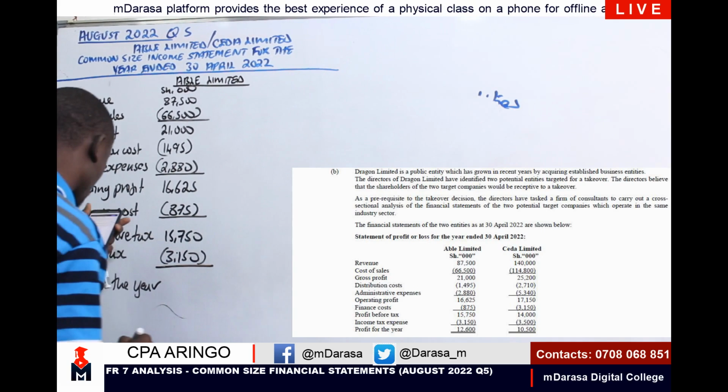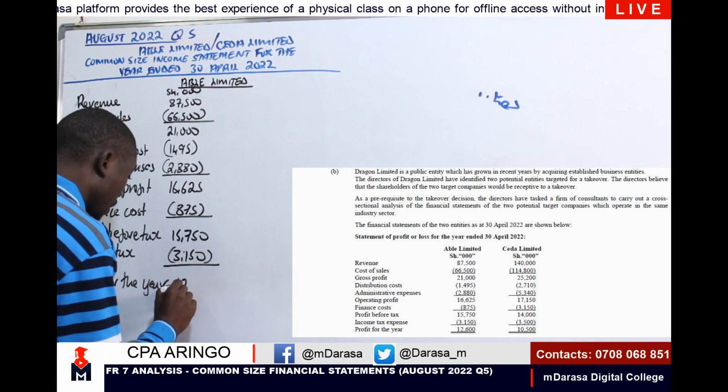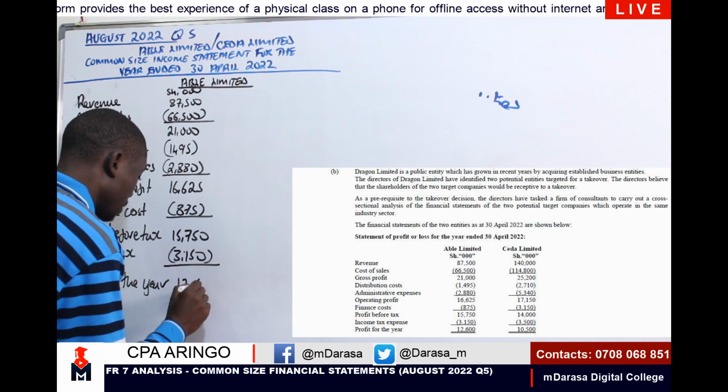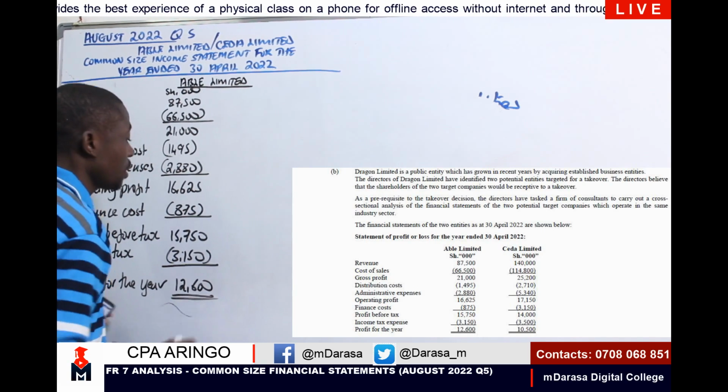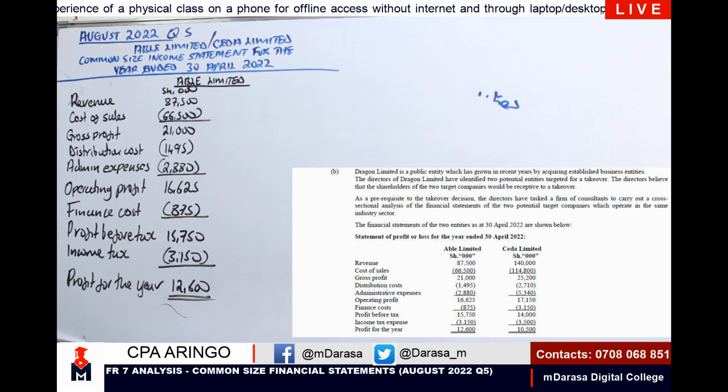My good students, you can clearly see I'm giving how much? 12,600. That is, of course, 12,600. So that is what we have. And as we've said, our task here, my good student, will just be a matter of what? Copying and pasting. And that is exactly what Mwalimu is doing.